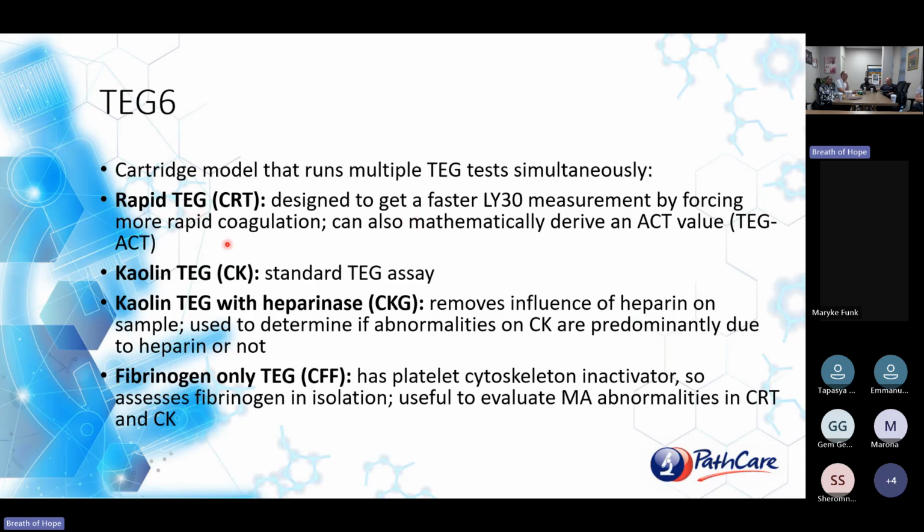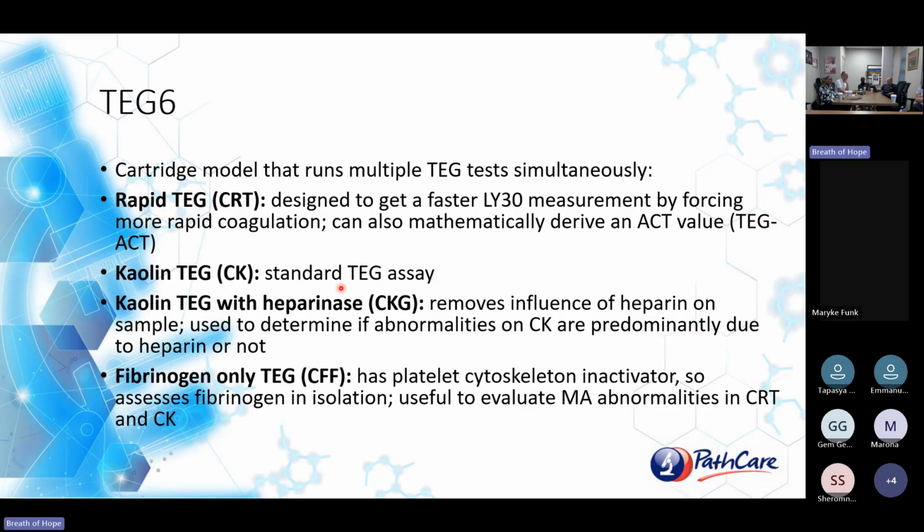So the idea behind the rapid TEG is, let's skip the coagulation pathway and get to the lysis at 30 measurement as fast as possible by forcing very rapid coagulation of our reagents. We also derive an activated clotting time value from the rapid TEG. The clinical value of this is still unclear.